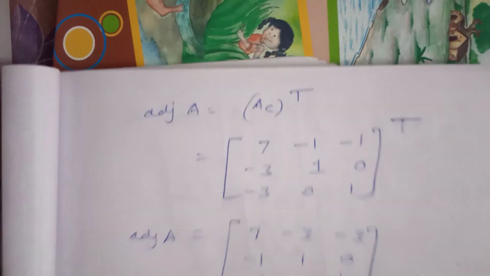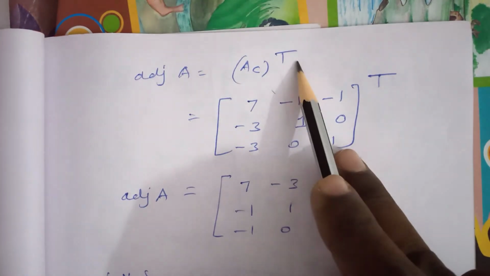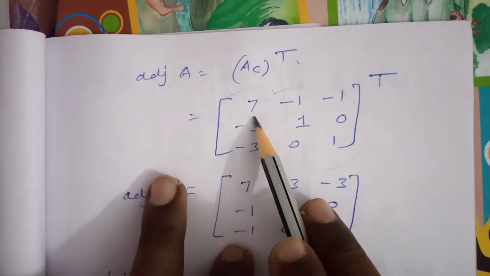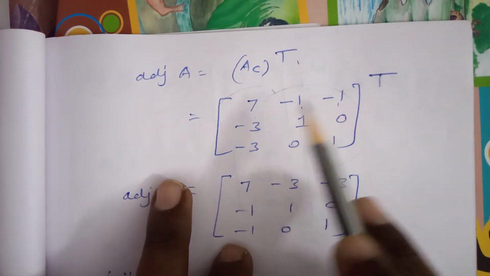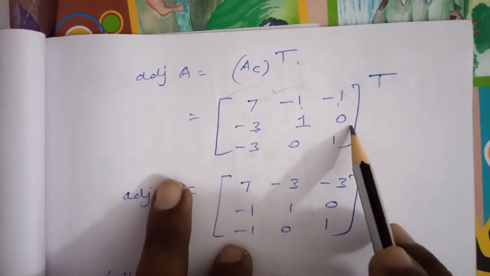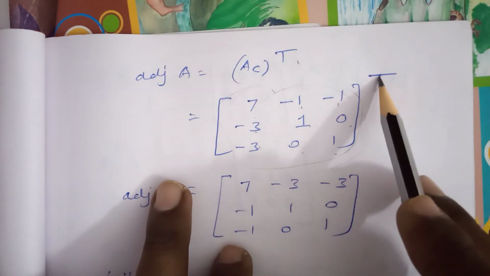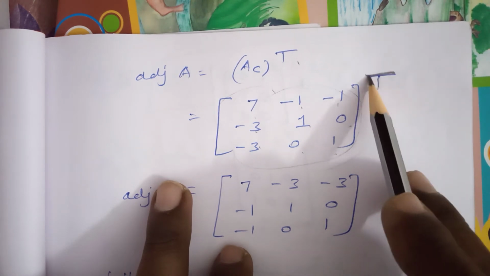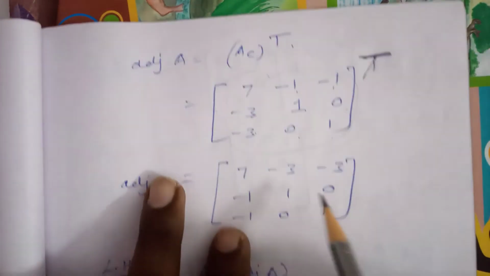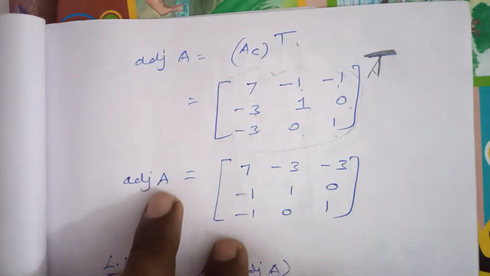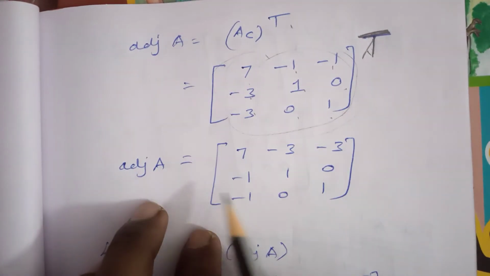So the adjoint A, by the formula, is A complement transpose. A complement is already known. The cofactor values are 7, minus 1, minus 1, minus 3, 1, 0, minus 3, 0, 1. These are all the cofactor values. And then compute the transpose of the cofactor values. The transpose is taken by changing all the rows into columns.